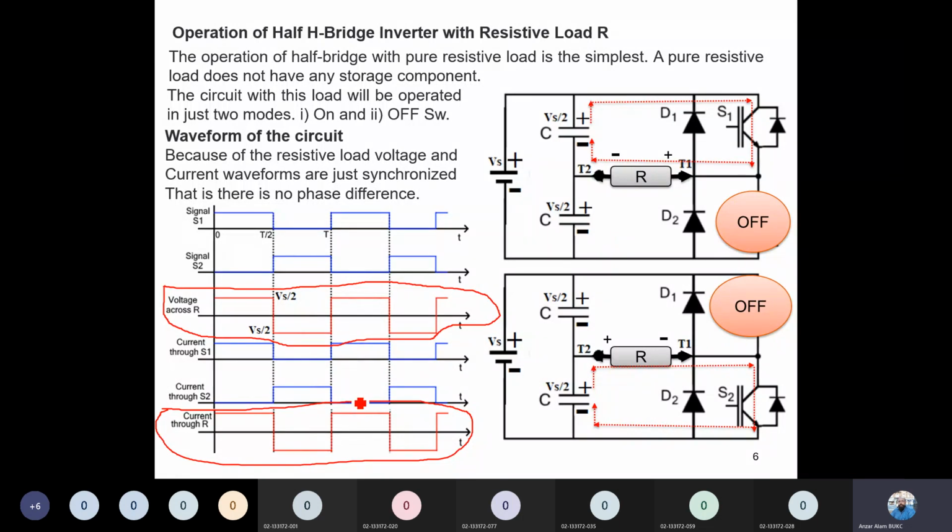This is the important factor. We will recall this later when I teach you the inductive load, probably in this lecture. Whenever we study the inductive load, we will recall that the current through the resistive load and the voltage across the resistive load have the same shape. They are in phase with each other. Hopefully there is no question. Okay, so this is the review, and we have to start now.